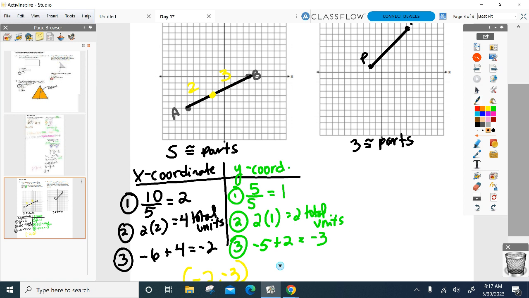You guys can check if your point is on your line. Make sure it looks like a ratio of 2 to 1.